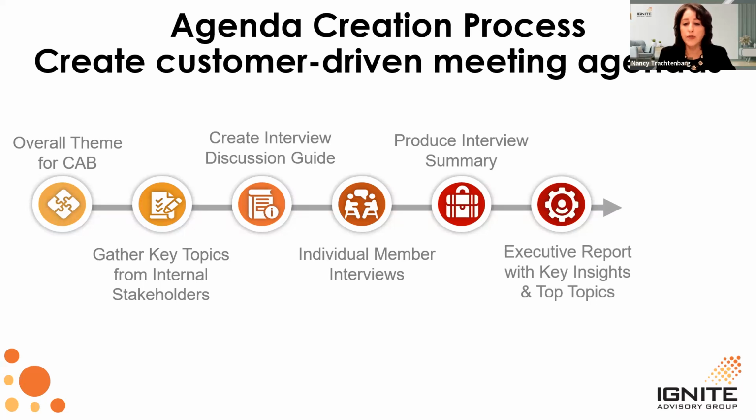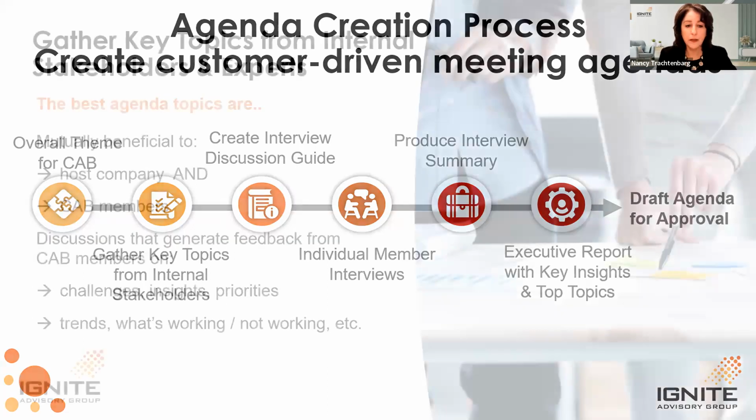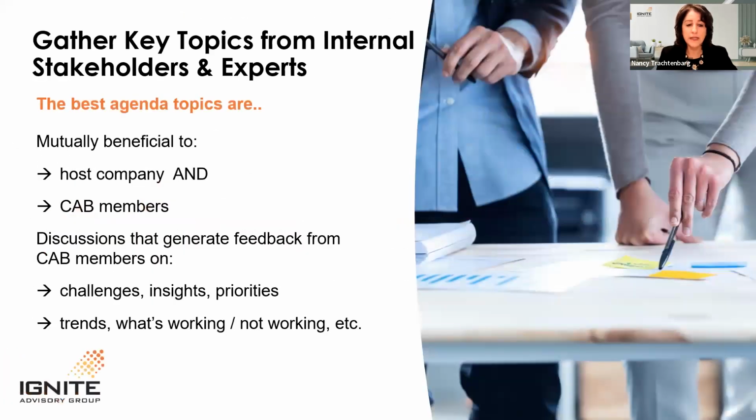So we'll produce an executive summary, review it with the executive stakeholders, and then use that as a starting point for the agenda. Let me talk then a little bit more about each of these steps along the way.